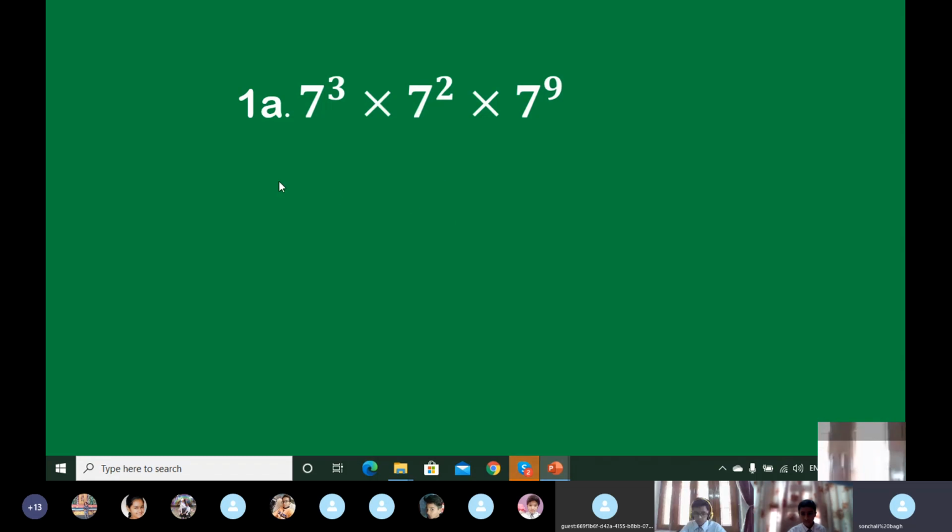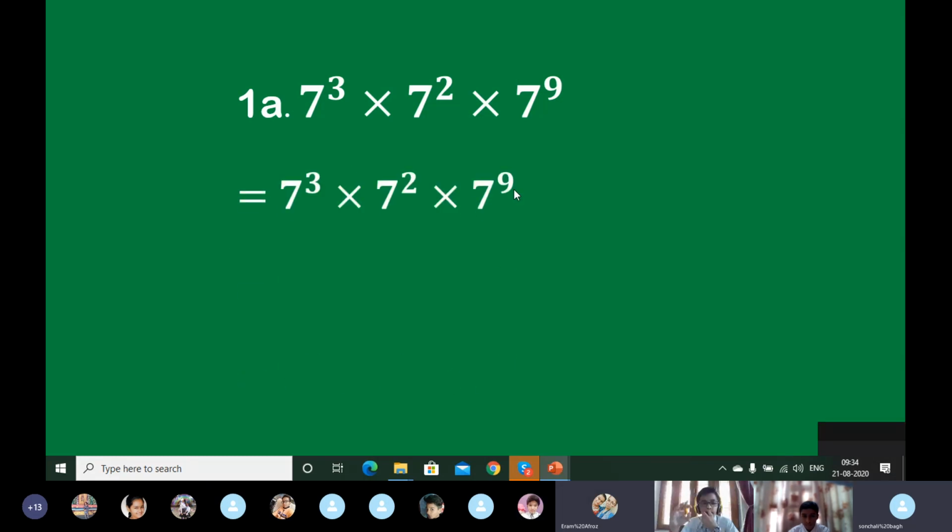First, tell me which type of question this is. Which law will be applicable? Not first, second, you have to tell me the law. Multiplying powers with the same base. Ma'am, multiplying powers with the same base.